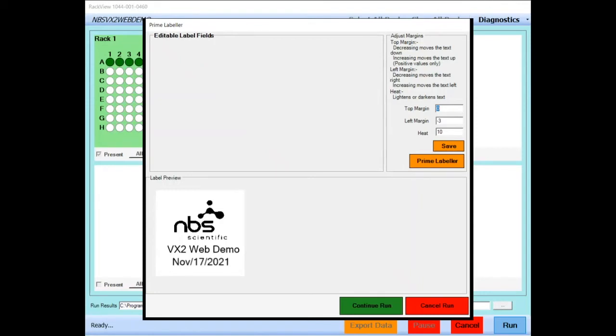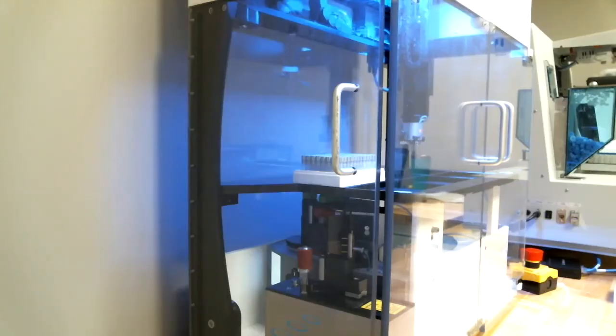The heat setting is how dark and how crisp the labeling is going to be on the label. So, if you see it's a little bit faded, you can increase the heat settings. 10 is pretty much the highest that we advise to go, though, and you shouldn't have any issues with that. So now we can go ahead and switch over to the webcam and watch the unit in action. Okay, you're good to go.